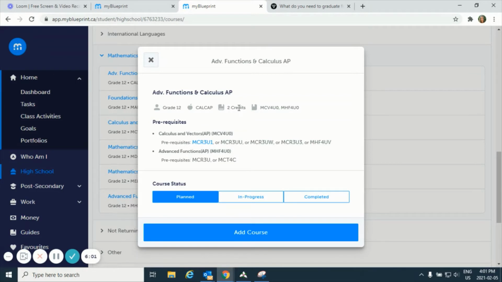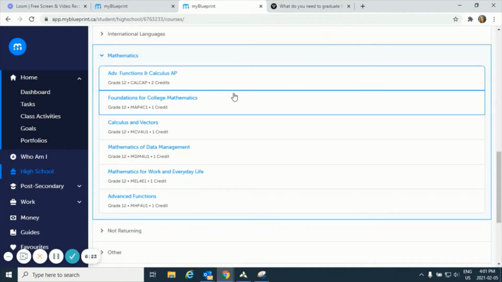This is a 2-credit package where you would take the grade 12 Advanced Functions. This is AP preparation. You would take this course in semester 1, and then grade 12 AP Calculus in semester 2 and write your AP exam in May. I'm not interested in doing that, so I'm going to close that option.